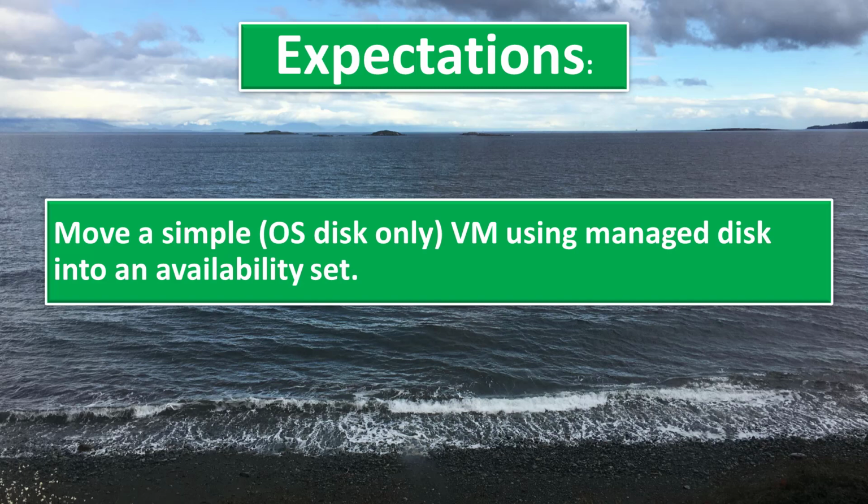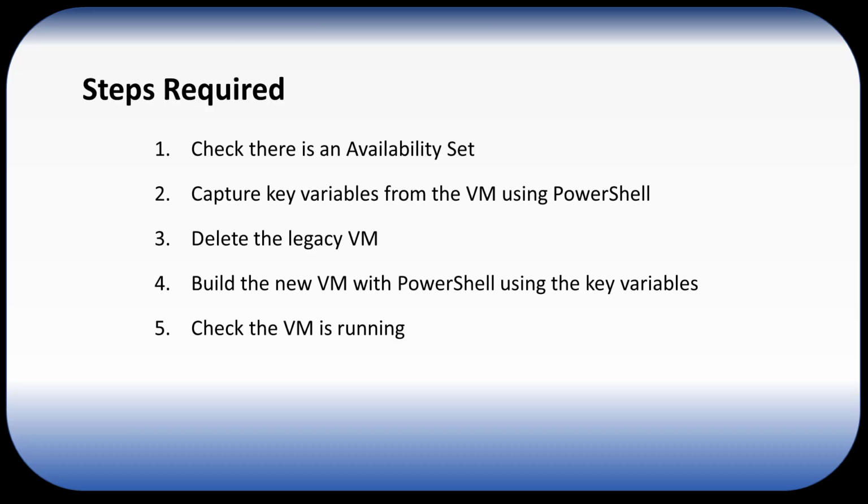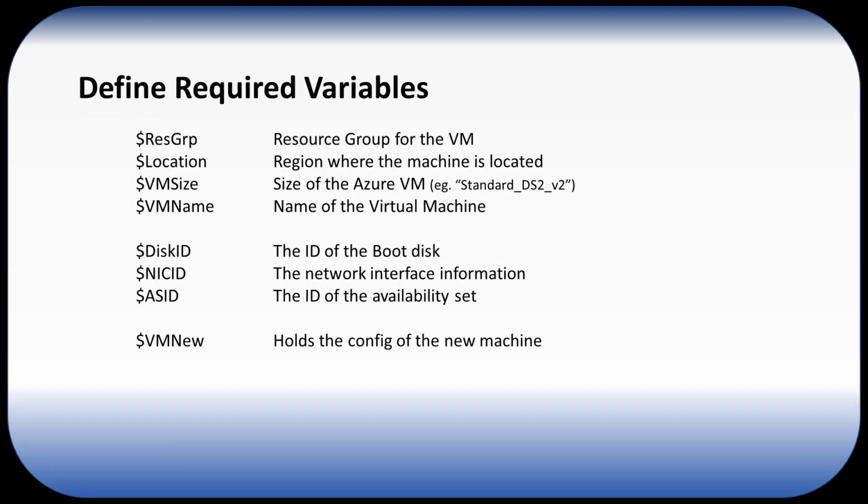Today we're going to move a virtual machine that uses managed disk into an availability set. From a high level, here are the key steps that are required. We're going to check this availability set, capture key variables, delete the legacy VM, build the new VM using PowerShell, and then we'll check the VM is running. And this is a list of the variables we're going to use to build the PowerShell scripts that will actually create this new machine.